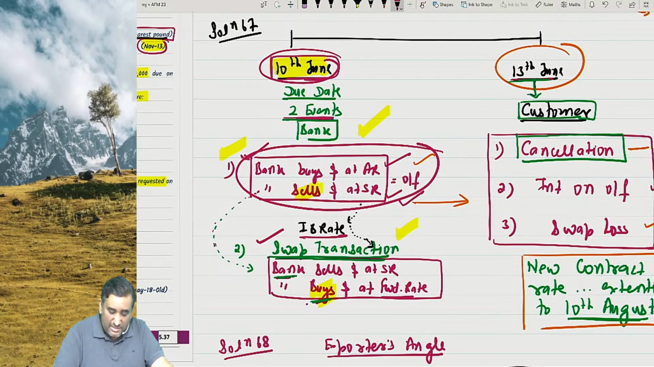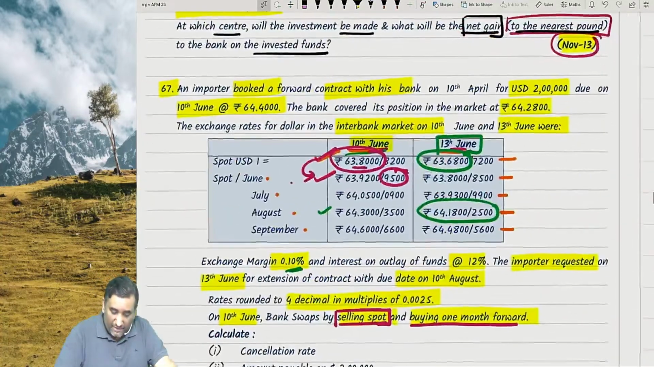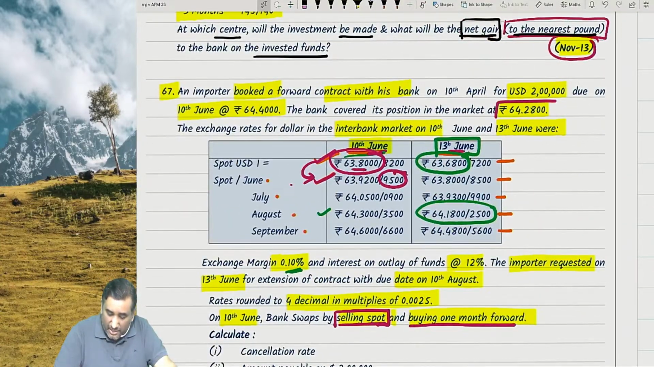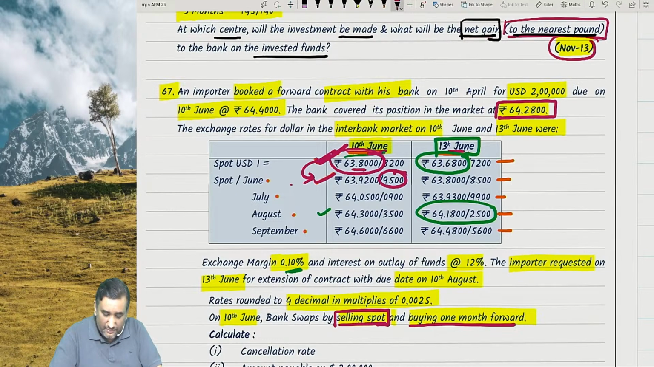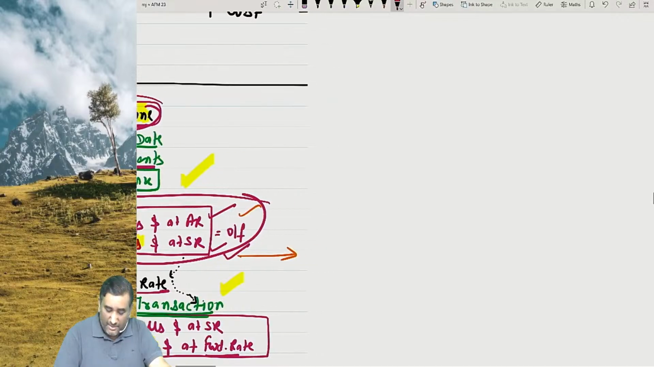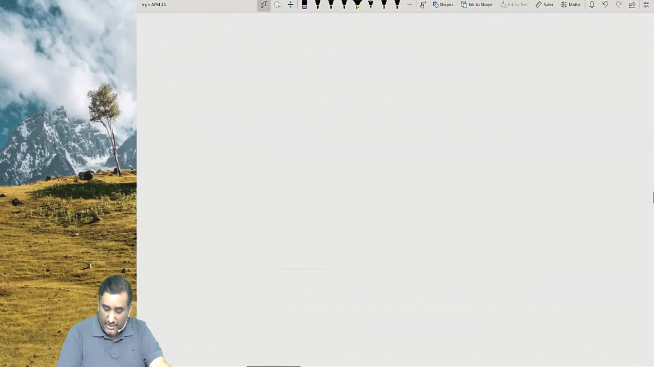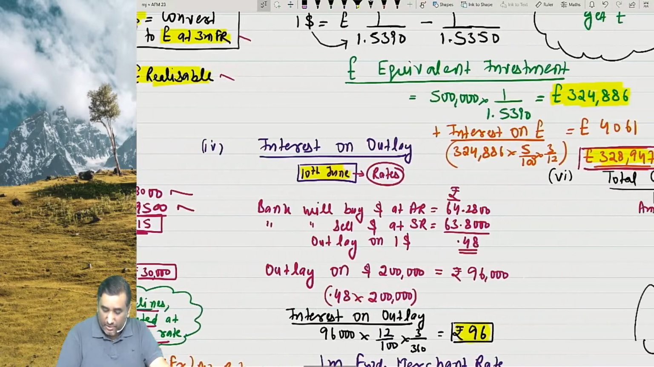Bank will buy dollars at the agreed rate. Was this rate given in the question? Yes. Bank will buy in which market? Interbank market, 64.2800. Bank buys and then bank automatically does what? Sell. Sell at 63.800. This is the same sell part of the swap. So bank buys, bank sells at 63.800. There is an outflow which happens on 10th June and then interest would be calculated on 13th.